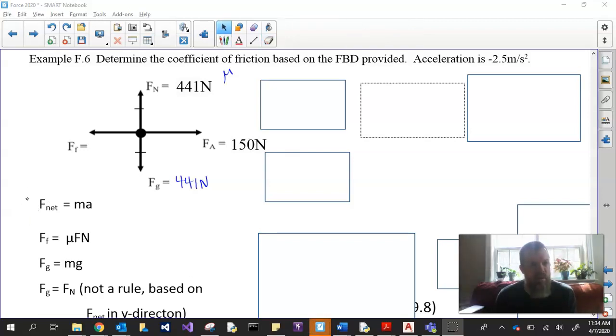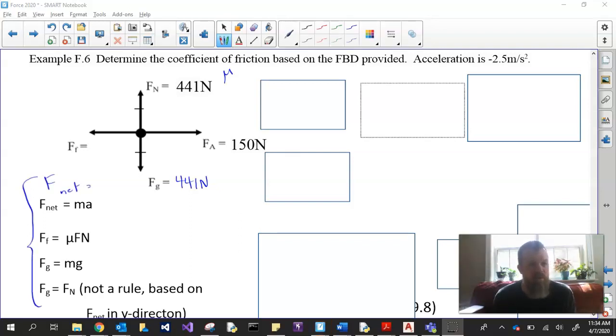Just get this highlighted here. So these formulas on the side, along with your F net equation, F net equals the force in the positive direction minus the force in the negative direction. They're going to be what you need to piece this all together.